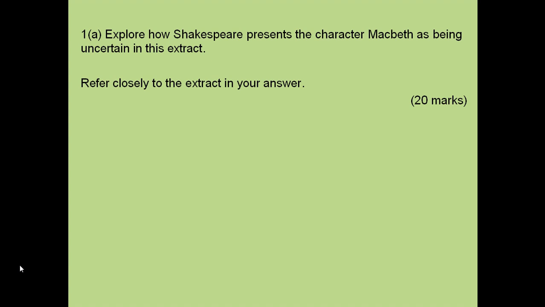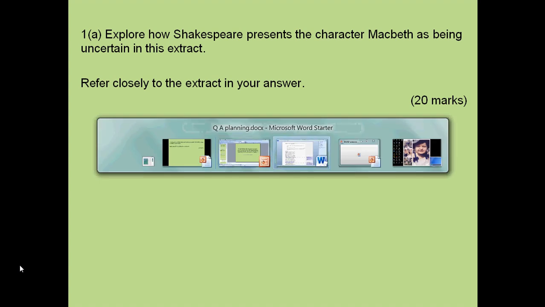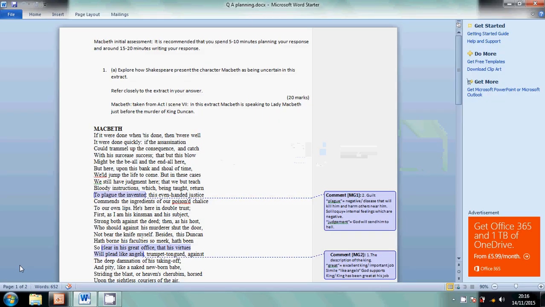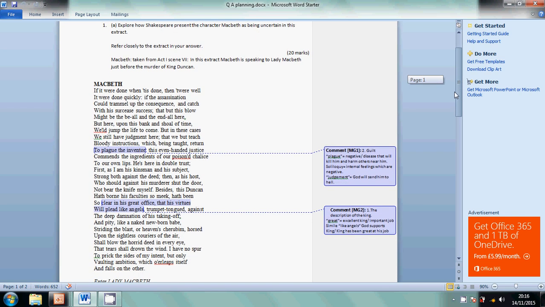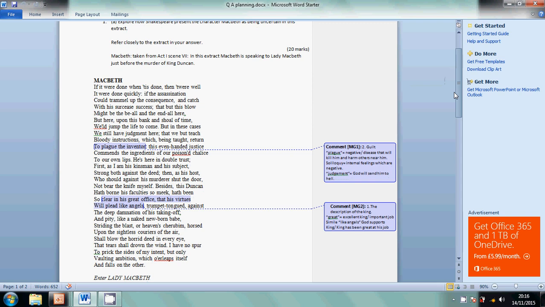And then let's think about how we can go about planning. So here is an example of what the exam paper might look like. I've written my own one, obviously, to make sure that you guys can use this in the future. You can see that our scene is taken from Act 1, Scene 7, and just like in the exam paper, you'll get a brief outline of what's happening in that scene to help you out.